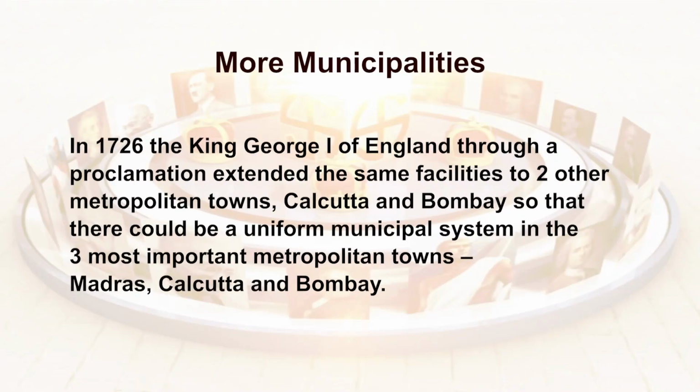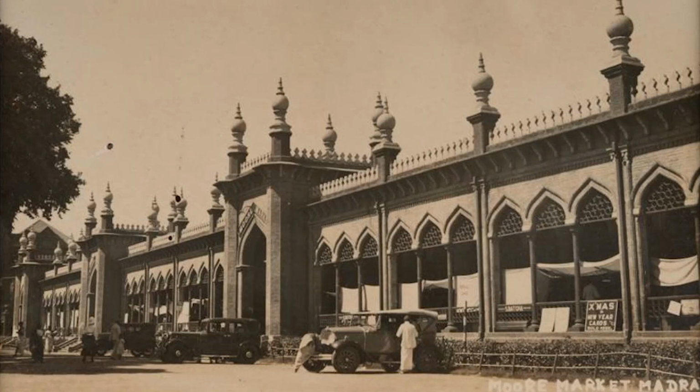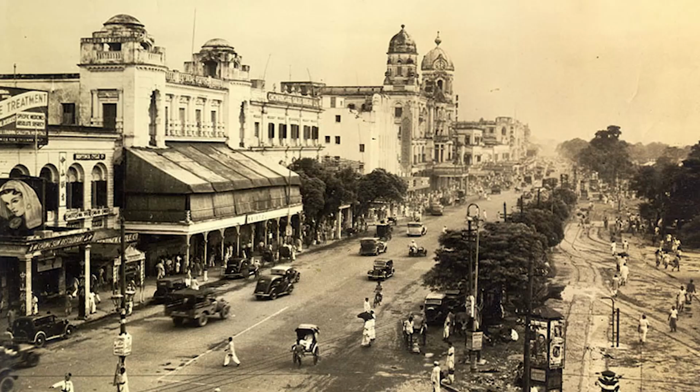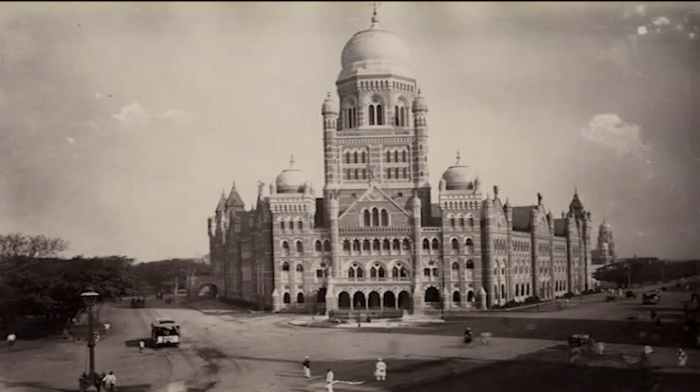In 1726, King George I of England, through a proclamation, extended the same facilities to 2 other metropolitan towns, Calcutta and Bombay, so that there could be a uniform municipal system in the 3 most important metropolitan towns: Madras, Calcutta and Bombay. And a similar municipal government was constructed in these 3 cities.